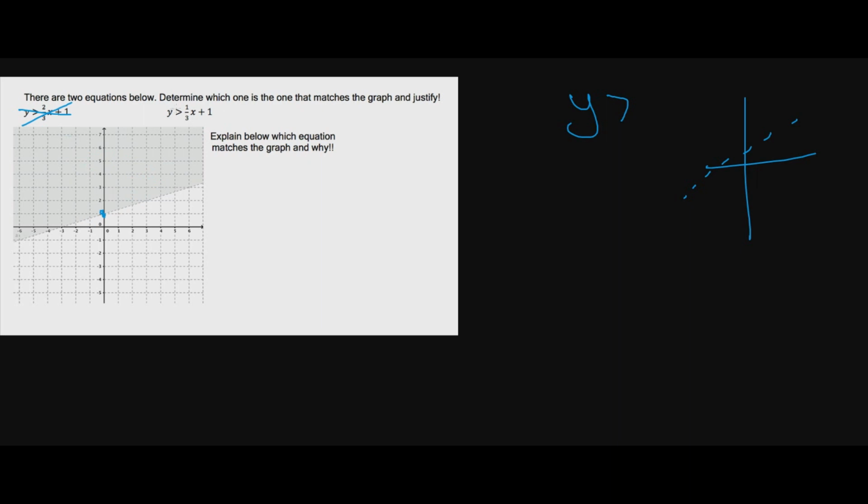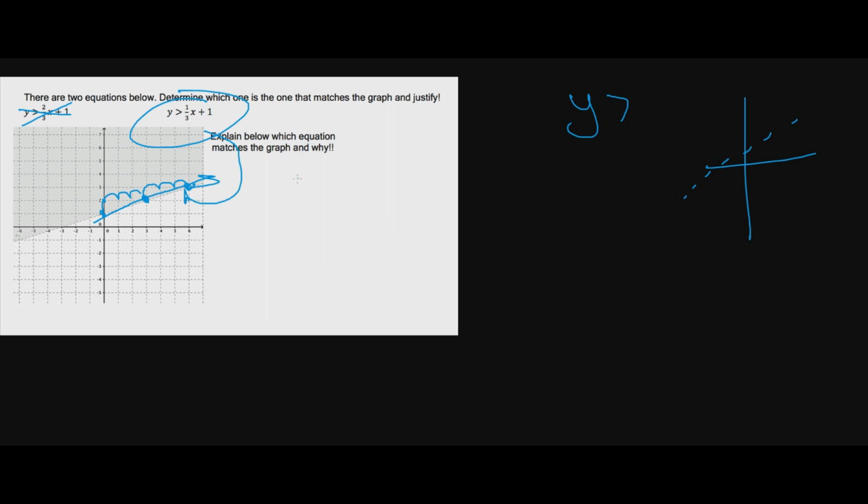And let's look at this one. Y is greater than 1/3 x. Well, the 1/3 means I go up 1 over 3. So up 1 over 3, 1, 2, 3. Look, and it hits exactly on the line. Up 1 over 3. So I can conclude now, okay, this equation matches this graph.